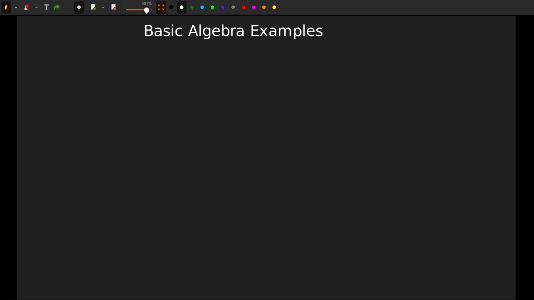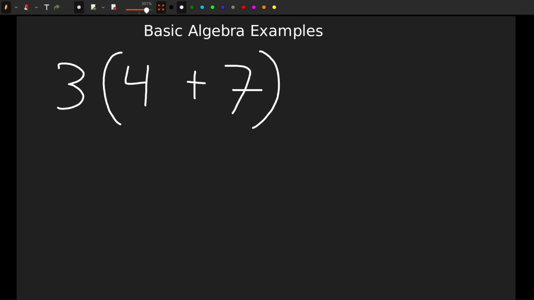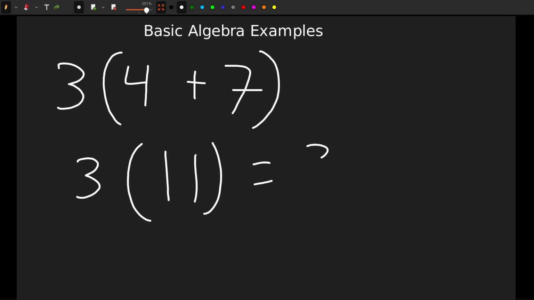And so we're going to start off with our first problem. We'll start off kind of simple, and then we'll work our way up. So this is 3 times the group of 4 plus 7. Now, you can do this one of 2 ways. You can follow PEMDAS, which says that you would do 4 plus 7 first, you'll get 11, and then you'll multiply by 3, and you'll get 33.